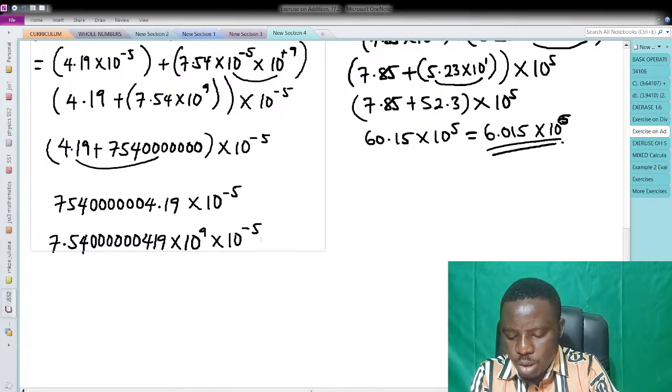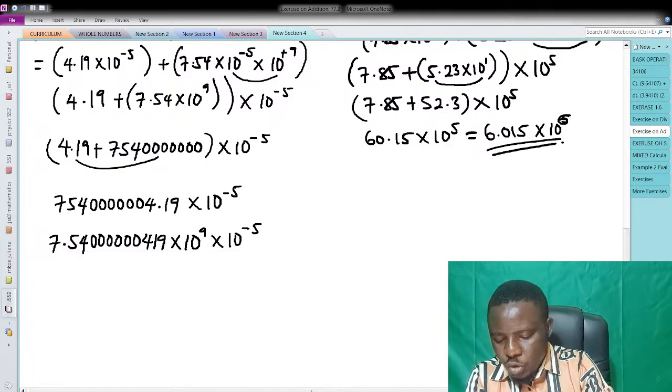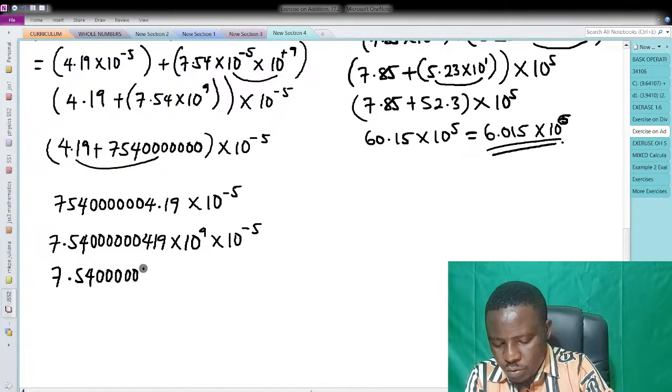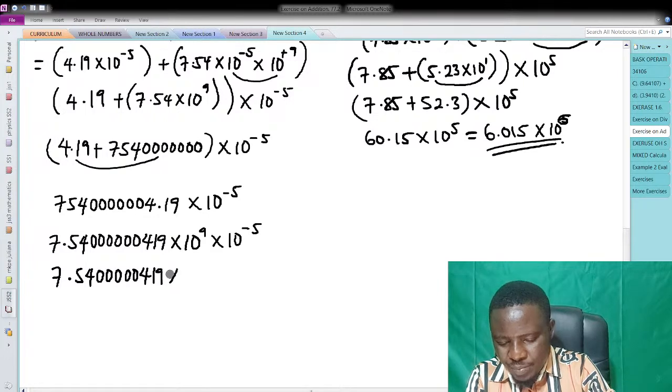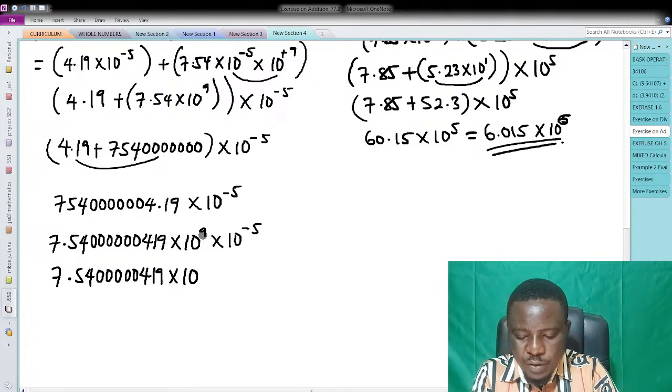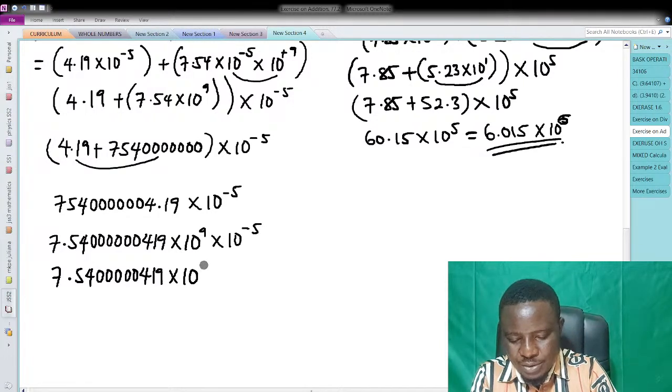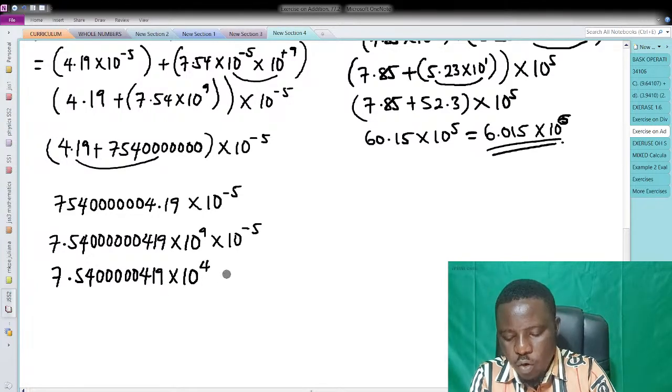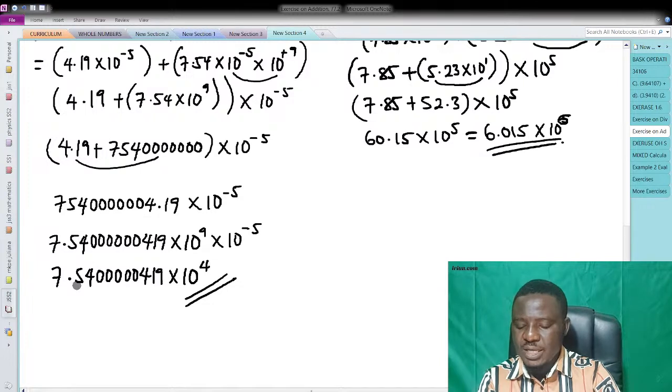Okay, so we are now going to add this up. So this now becomes 7.5400000419 times 10 to the power of 9 minus 5. And 9 minus 5 is 4. So this is your answer: 7.5400000419 times 10 raised to the power of 4.